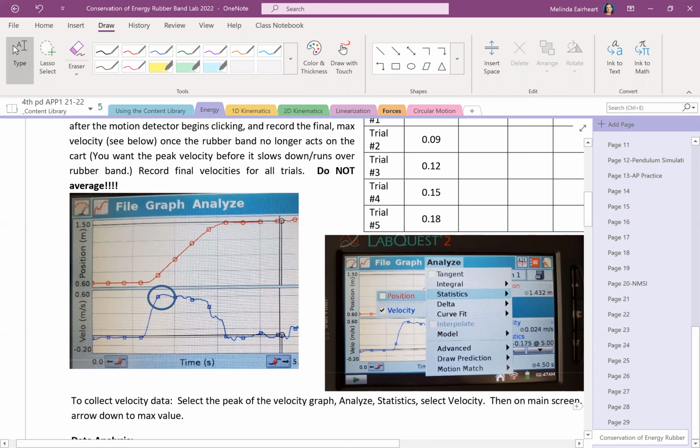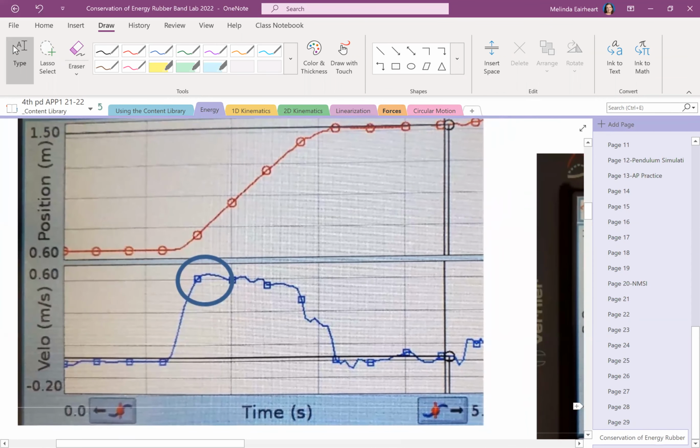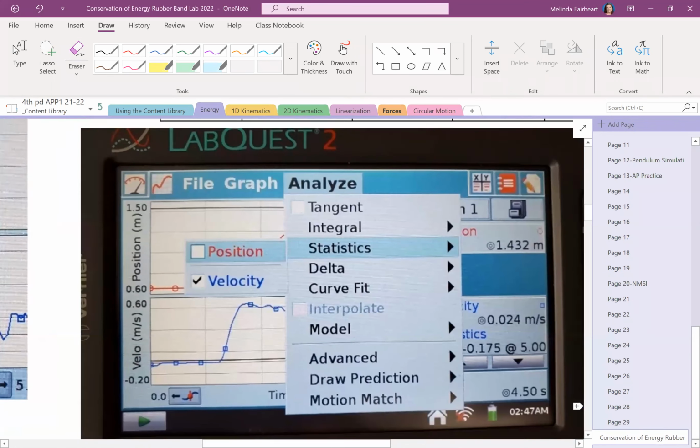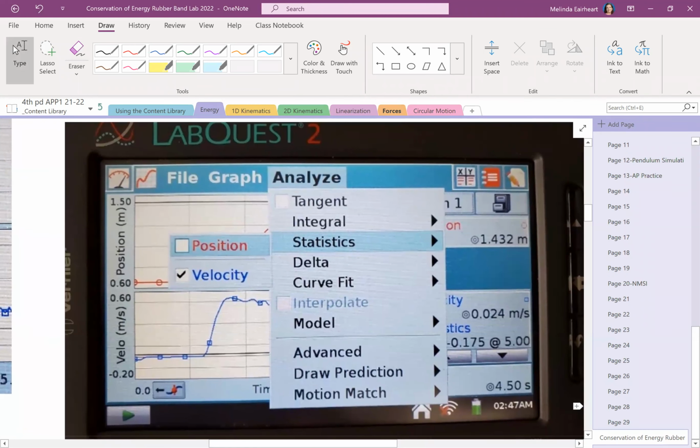Look at the blue or the bottom graph on your sheet. And then it's going to kind of level off, or maybe it'll go ziggity-zaggity as it runs over the rubber band. And so it's that piece that we want data for. Now, I would not recommend eyeballing it. If you select, so you just kind of click and drag with the stylus, then you can do the stat function and turn on stats for the velocity.